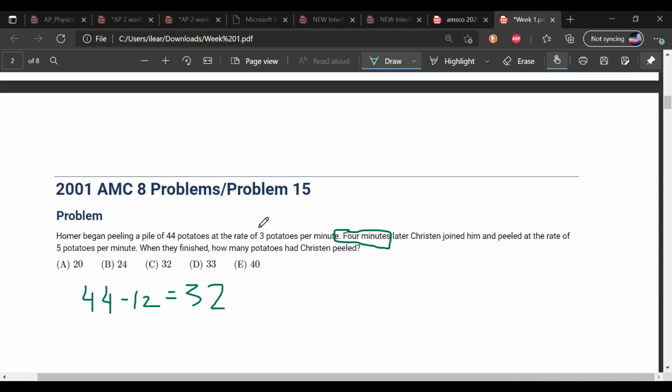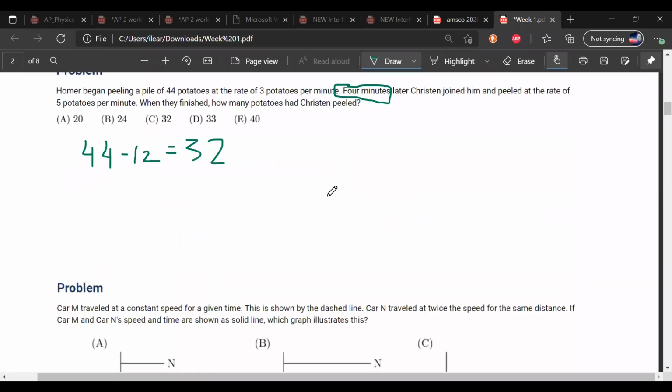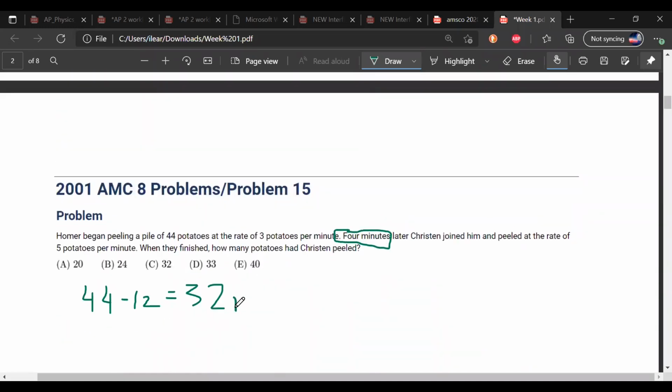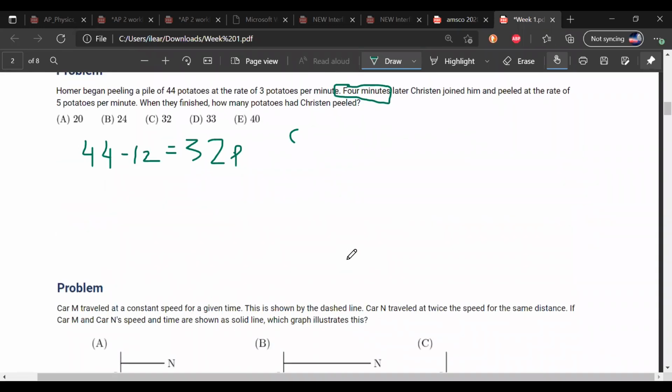So Homer peels at a rate of 3 potatoes, Christian peels at a rate of 5 potatoes. So combined, how many potatoes do they peel per minute? Here we can just add their rates together. 3 potatoes plus 5 potatoes means they peel 8 potatoes per minute together. So if we have 32 potatoes, 32p, sorry, and then we also know that their rate is 8p per minute. Then we can do something like this. 32p over 8p per minute.